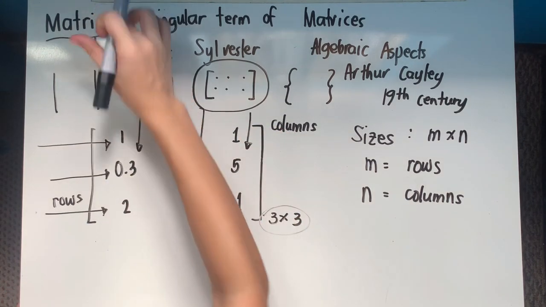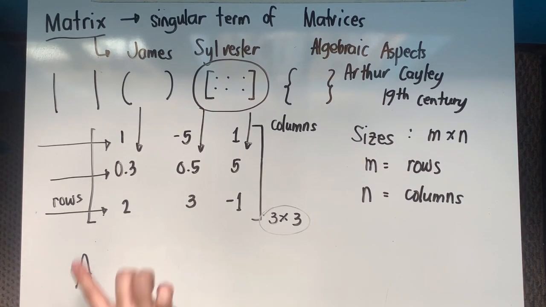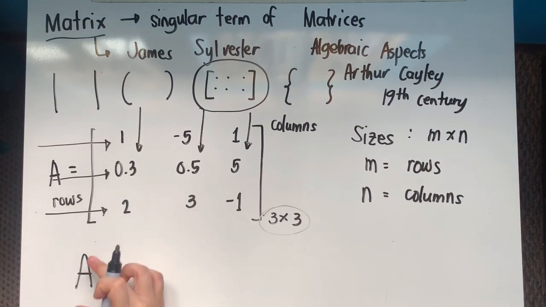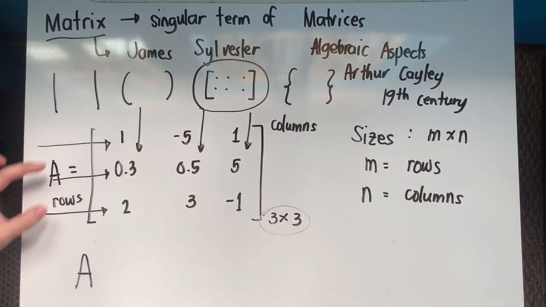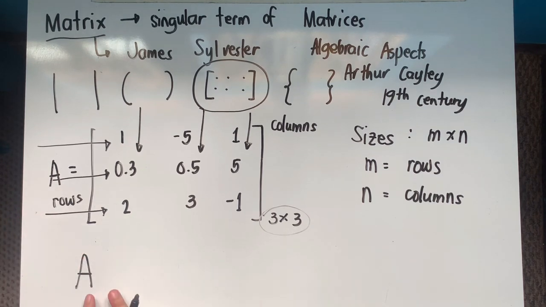So matrices are named using capital letters. So let's say this is matrix A. Matrix A. Okay. The matrix itself is named by using a capital letter. Any letter will do. And pwede siyang gamitan ng subscript that would note its size. So, for matrix A, this could be A33.